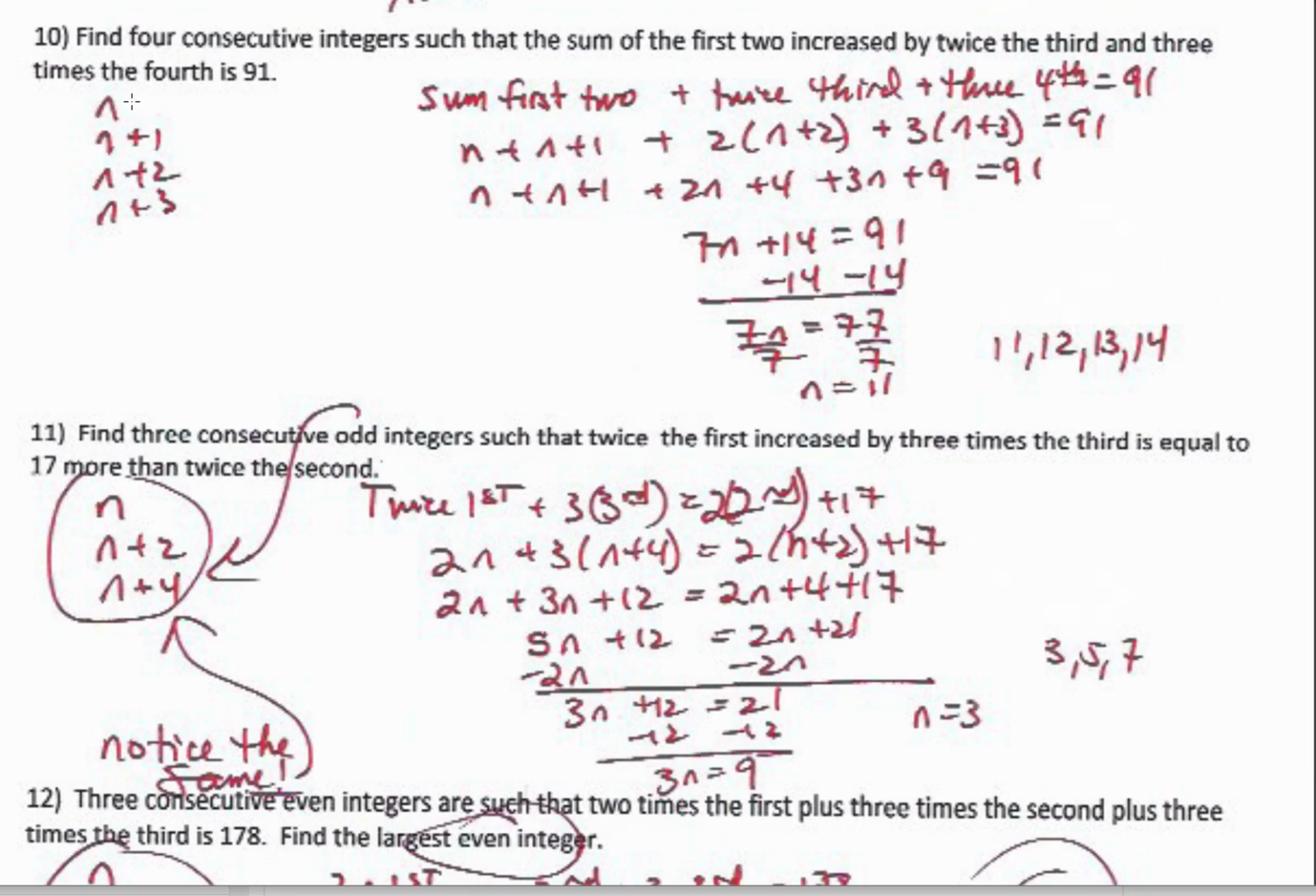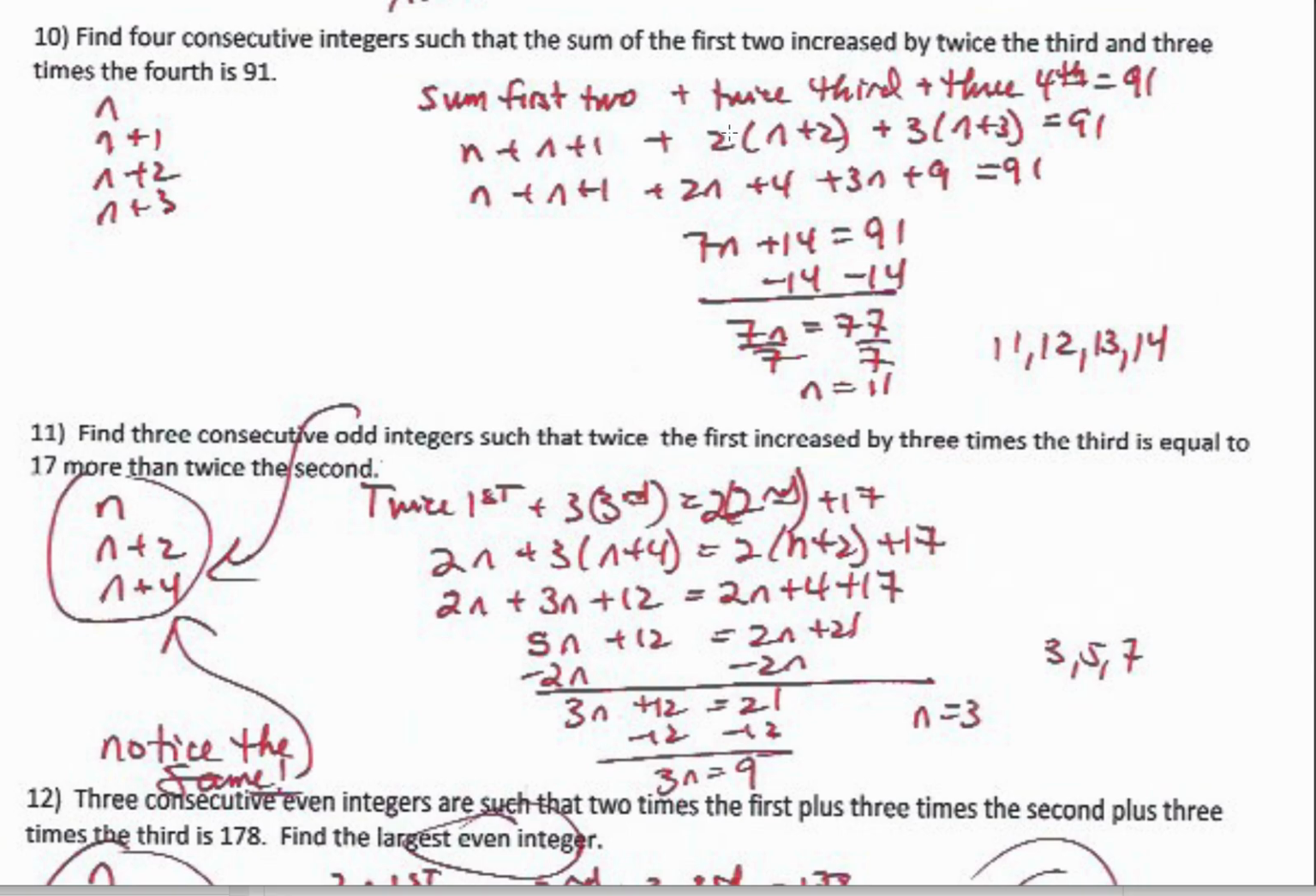4 consecutive integers are n, n plus 1, n plus 2, n plus 3. You know me, I like writing this word phrase out here. It takes the mystery out of word problems, breaks it down into something step by step. The sum of the first 2 plus twice the third. Here's your third one. There it is, twice the third. Plus 3 times the fourth. There's your fourth one. Is 91. Here were the first 2, by the way. So there's your sum of the first 2.